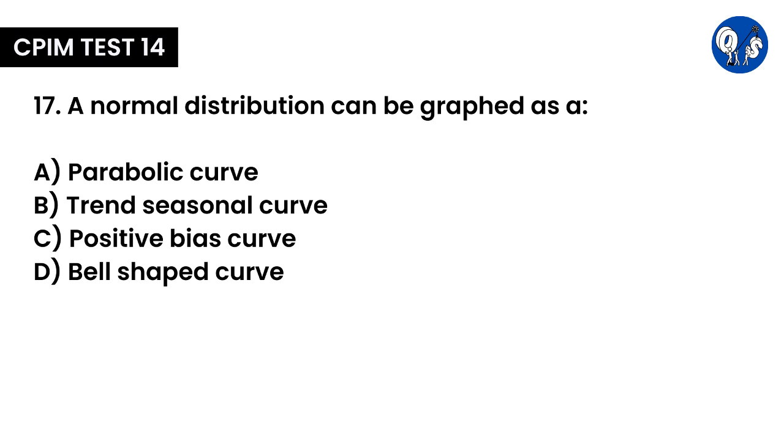Question number 17. A normal distribution can be graphed as A. Parabolic curve, B. Trend seasonal curve, C. Positive bias curve, D. Bell-shaped curve. Here the correct answer is D. In a normal distribution, the actual points are concentrated around the average mean. The further from the average the data is, the fewer data points emerge. Apart from the logical explanation, I believe that aspirants of CSCP or CPIM should memorize this concept.